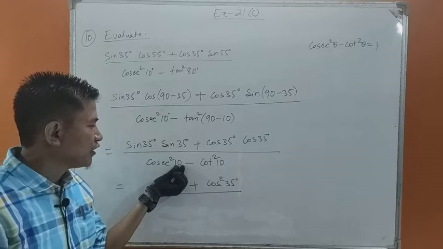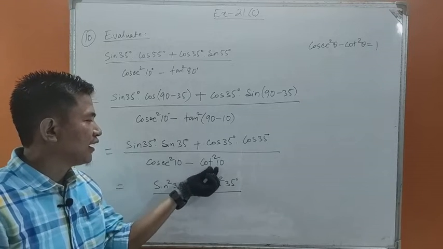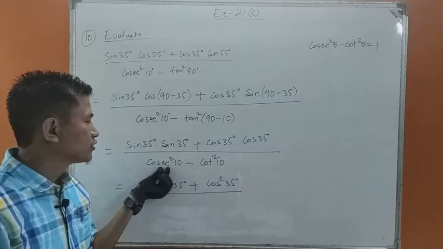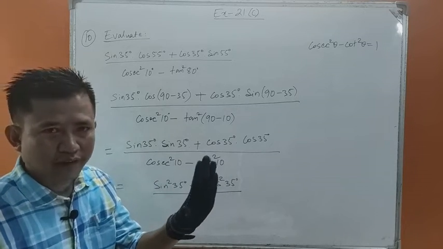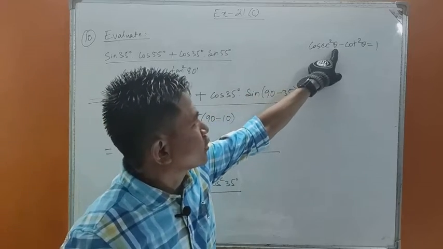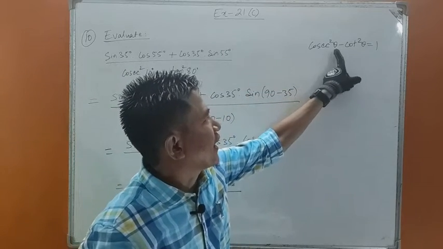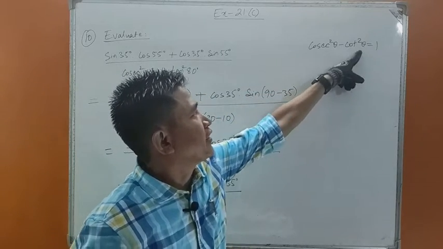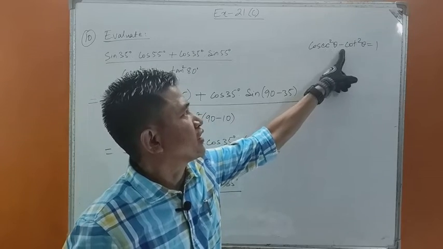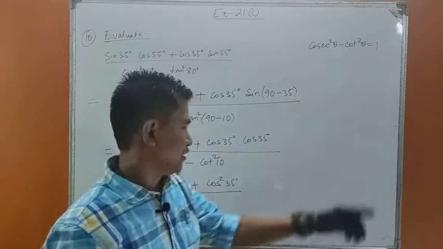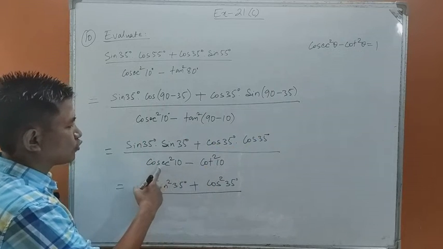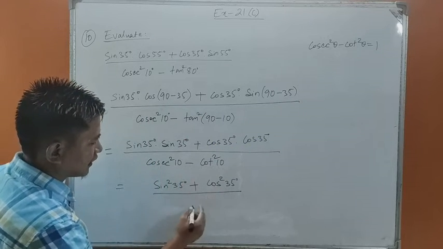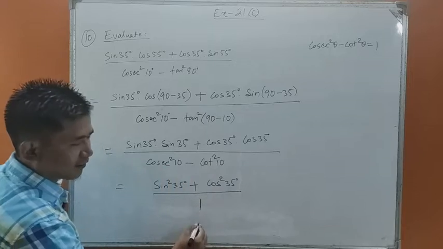If here we have some other angle and here a different angle, then cosec square of this angle minus cot square of another angle is not equal to 1. Cosec square theta minus cot square theta, the angles should be the same. If the angles are the same, then only cosec square theta minus cot square theta gives us 1. So here we have the same angle, so we can write cosec square minus cot square as 1. Are you getting me?